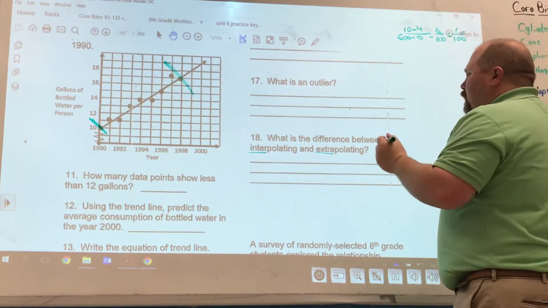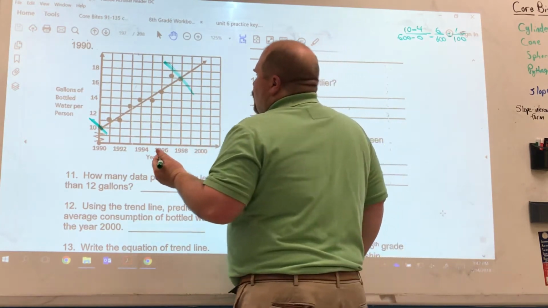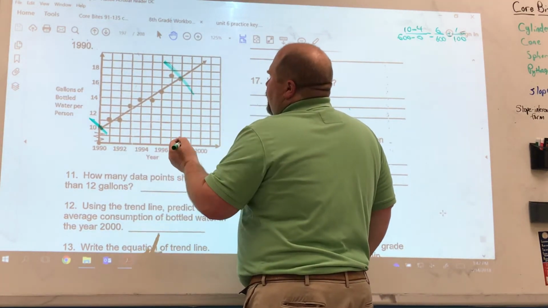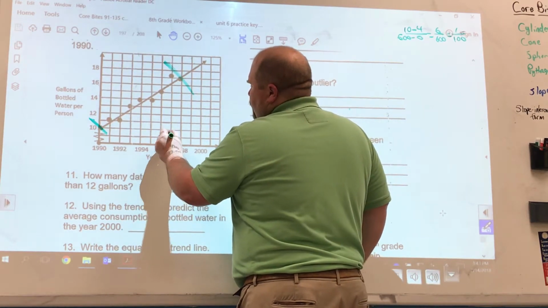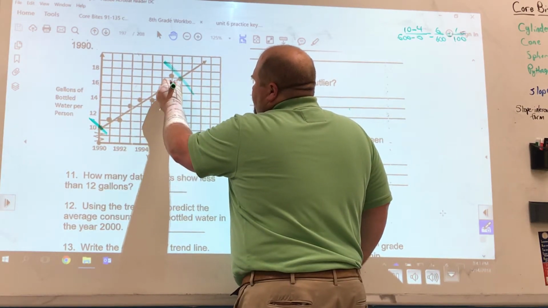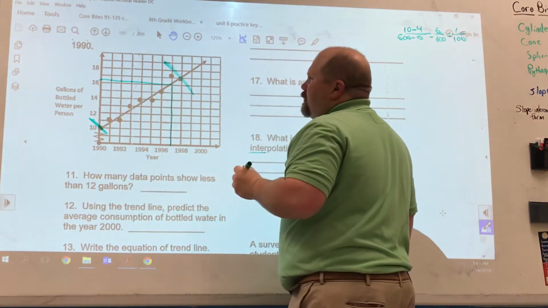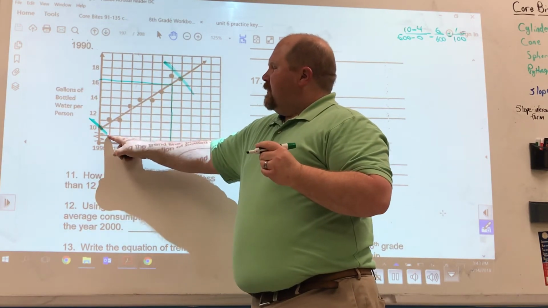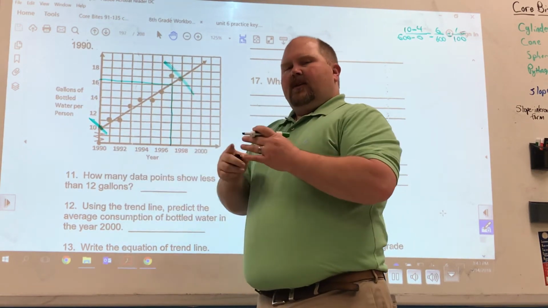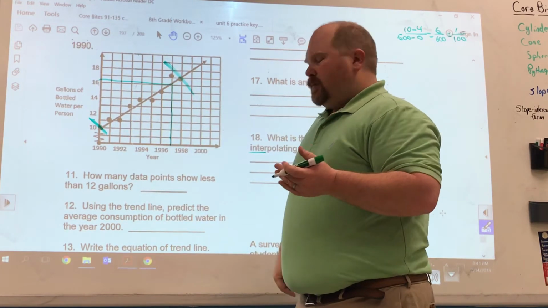So, when I'm looking at this graph, and somebody says, hey, what do you think the gallons of water people drank in 1997 would be? Well, that would be right here. And if I go up until I hit the line, and I go across, it looks like it's just a little more than 16. Notice how I'm inside of the data points. I'm inside of the lowest one and the highest one. It's like a range. If you're inside that range from the lowest to the highest, you are interpolating.